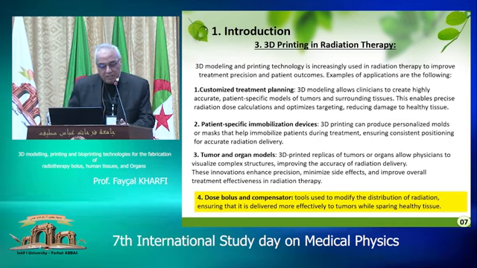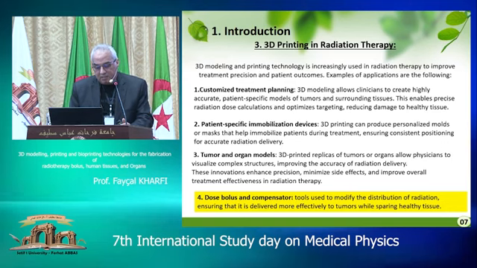The second application is patient-specific immobilizing devices. So the fabrication of devices that are useful for the immobilization of the patient. So 3D printing can produce personalized molds and masks that help immobilize the patient during treatment, ensuring consistent positioning for accurate radiation delivery. The third application is tumor and organ models.